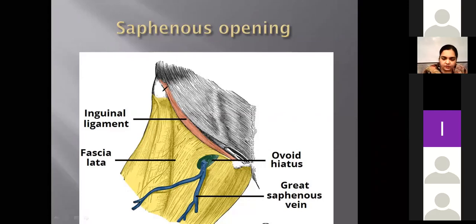And the inguinal ligament: it starts from the pubic tubercle and ends at the pubic symphysis. This saphenous opening is 3 to 4 centimeters from the pubic symphysis and inferior to the inguinal ligament, 1 to 2 centimeters just inferior to the inguinal ligament. This whole is the inguinal ligament. Where is the location of the saphenous opening? The saphenous opening is just inferior to the inguinal ligament and 3 to 4 centimeters. We can also say inferolateral to the inguinal ligament and also inferior to the pubic symphysis. This is the pubic symphysis. The inguinal ligament extends from the pubic tubercle to the pubic symphysis.